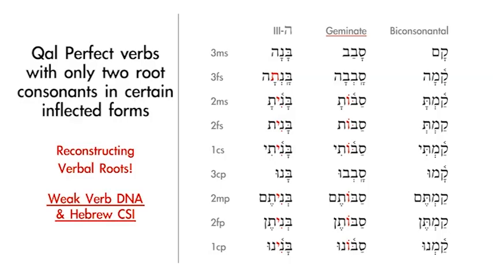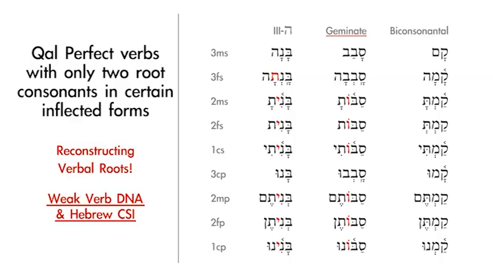There is no holum vowel connecting vowel in the third hey. There is no holum vowel connecting vowel in the biconsonantal. That dagesh forte in the geminate consonant and the holum vowel connecting vowel will help you to properly reconstruct those verbs as geminate.